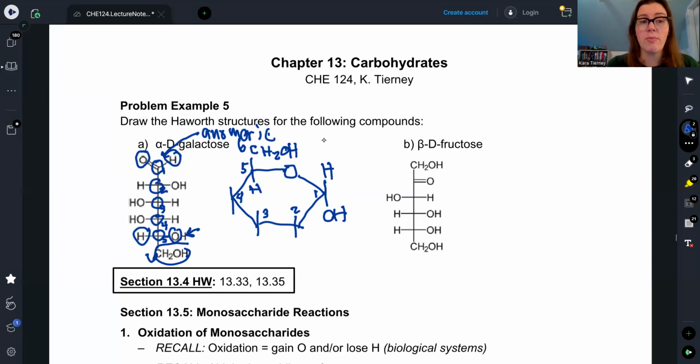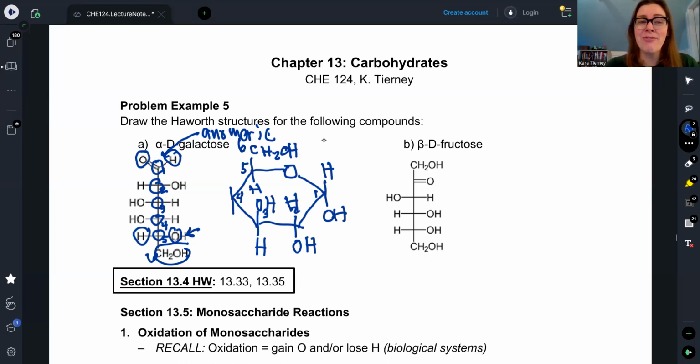So if we're looking at carbon 2 with H on the left and OH on the right, that means that we're going to end up with H on top and OH on the bottom. For carbon 3, it has the opposite. OH on the left, H on the right means that OH ends up on top and H ends up on bottom. Oh, maybe for the next one, I should do a couple different colors for my pens.